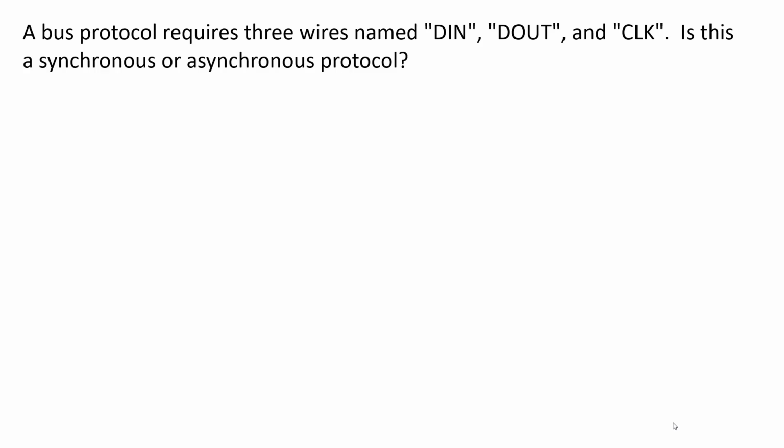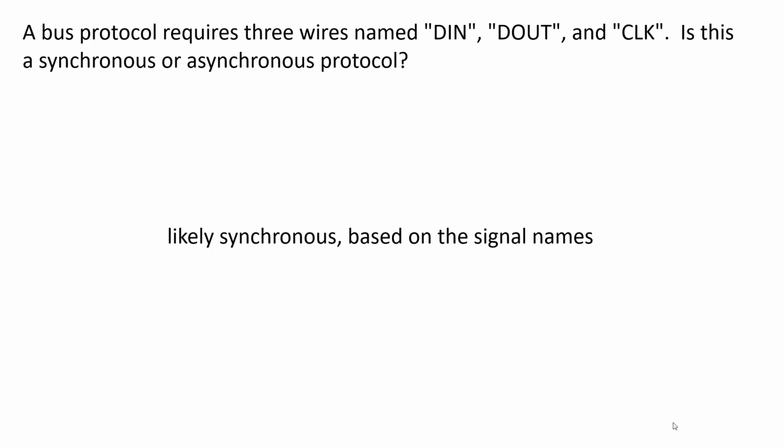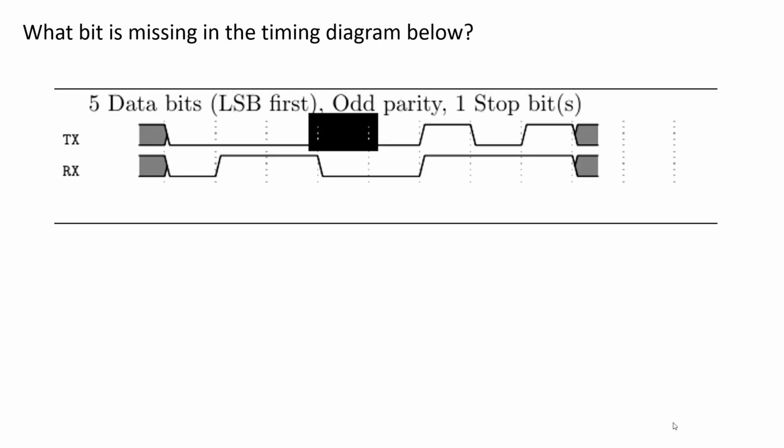A bus protocol requires 3 wires named D in, D out, and clock. Is this synchronous or asynchronous? Well, this would be synchronous because there's a clock in there. Unless someone just had a signal called clock that wasn't actually a clock, but I don't know why they would do that.